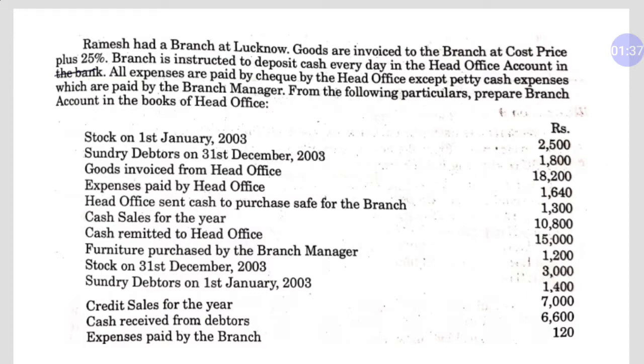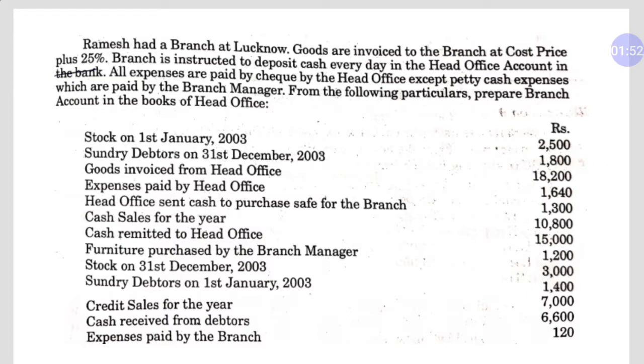Stock on 1st January, so this is opening stock, it will take part on the debit side of the branch account. Sundry debtors on the 31st December 2003, so this is the closing balance of debtors, it will take part on the credit side of the branch account.